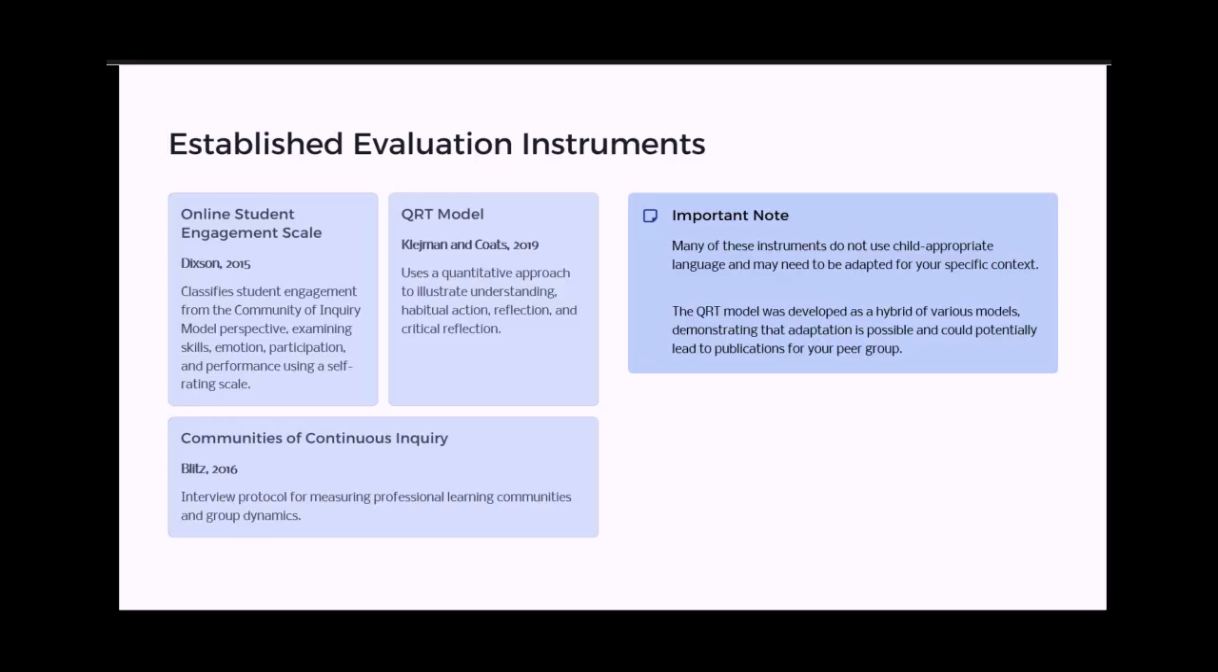There's also a QRT model that's used to look at critical reflection and how students engage within the learning environment and encourages them to reflect on this. In particular, it looks at student ability to develop reflective skills and maybe become self-regulated. It's important to note that many of these instruments don't use child-appropriate language. So if you see a methodology that's not appropriate for your children, you might decide to adapt it to make it more age-appropriate. But these are just some examples.